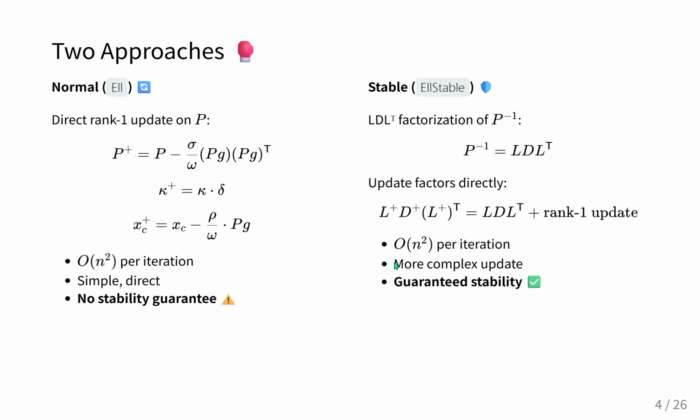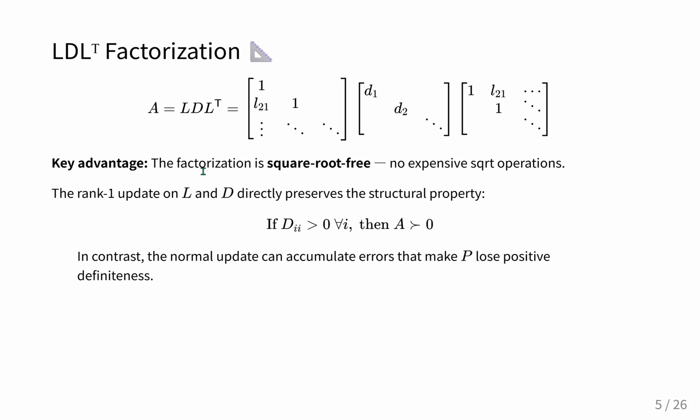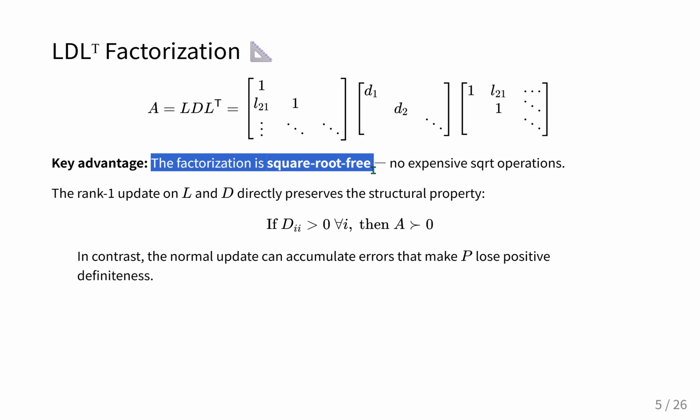But the LDL transpose factorization is uniquely powerful in computer science for one very specific reason. It is square root free. Meaning the processor doesn't have to calculate any square roots at all. Which is a massive deal. Calculating a square root is incredibly expensive for a CPU. It just eats up processing cycles. So by avoiding square roots entirely, this specific factorization stays remarkably efficient.